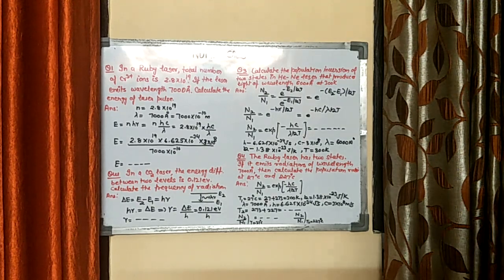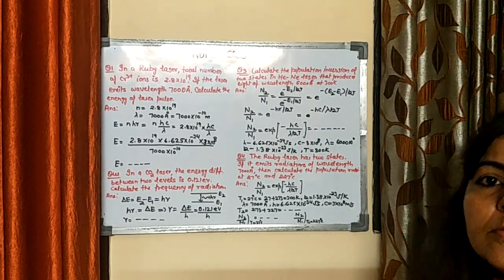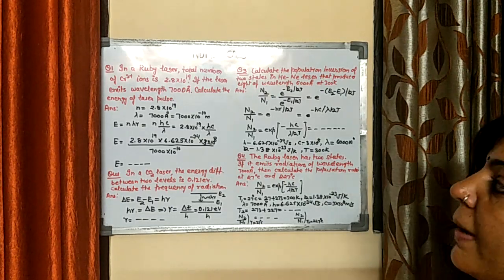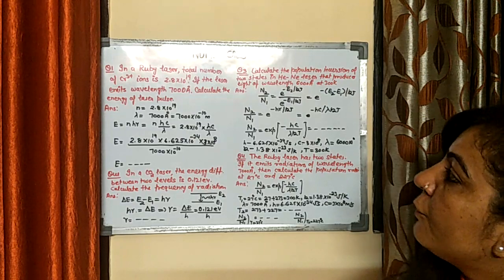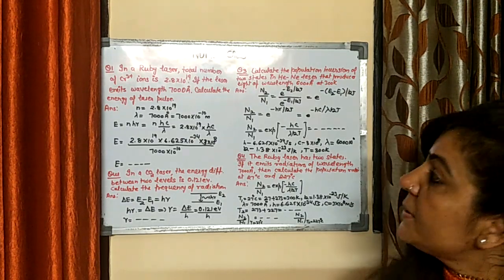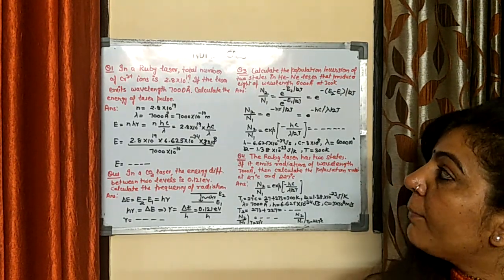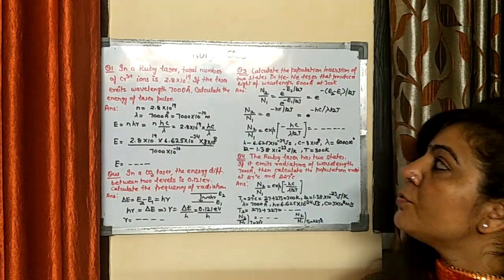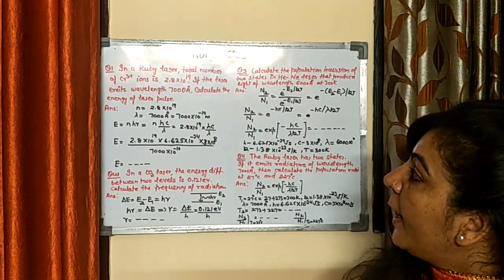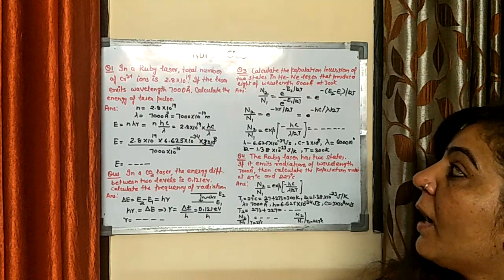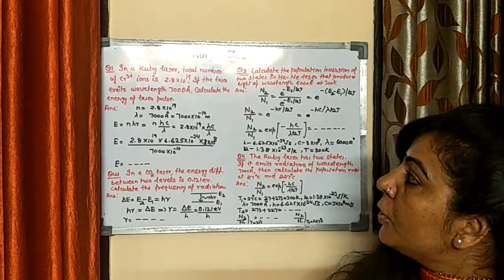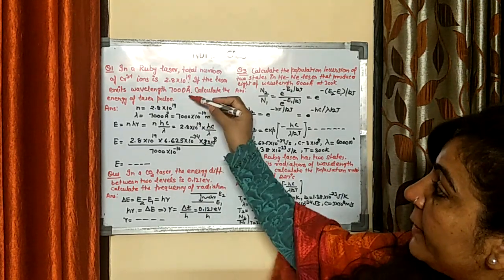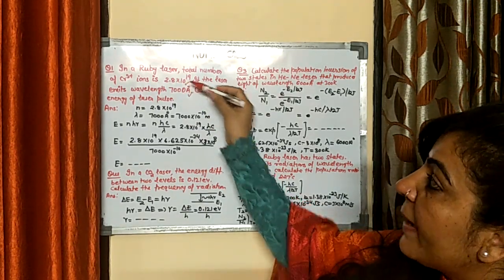Hello everyone. In this lecture we will try to solve some numerical problems based upon the concepts of laser. Our first problem is: in a ruby laser there are a total number of chromium ions 2.8 into 10 raised to power 19. If the laser emits wavelength 7000 angstrom, then we have to find the energy of the laser pulse.